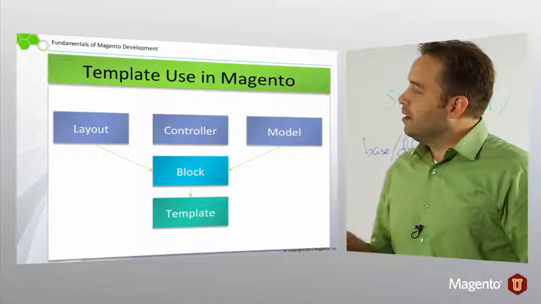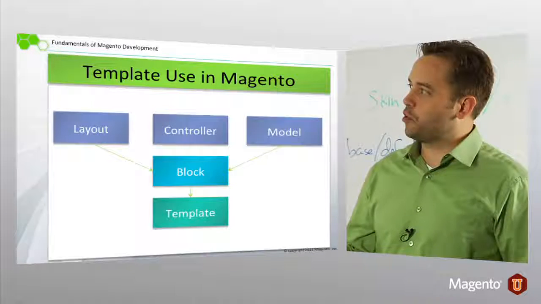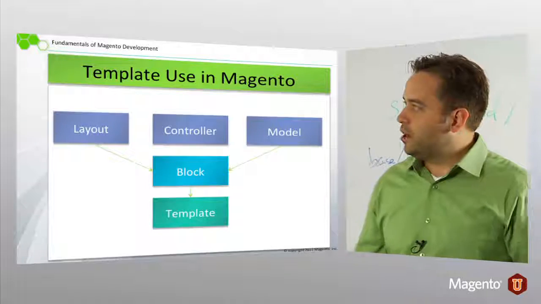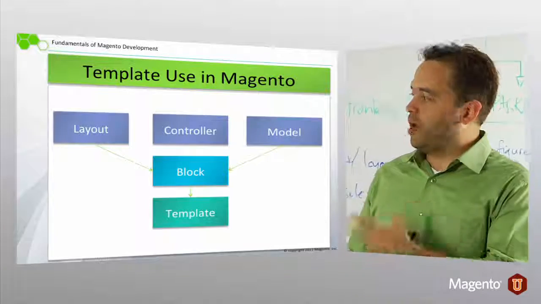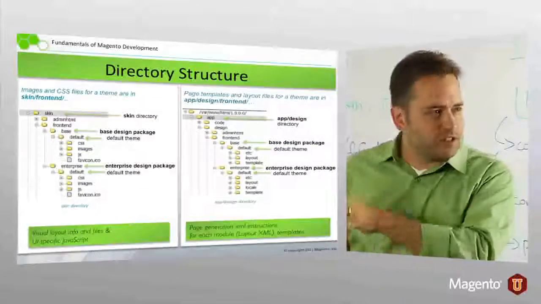So basically, what happens? Request hits the controller. The controller, if you choose, can deal with the layout object, which will in turn assemble blocks and their templates, and the blocks grab the models. That's really what this slide is all about.